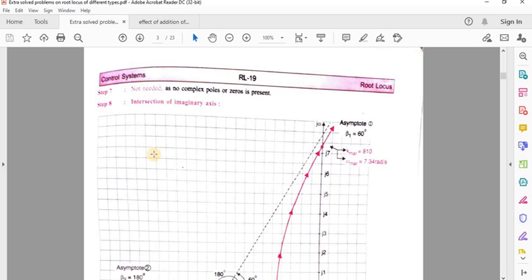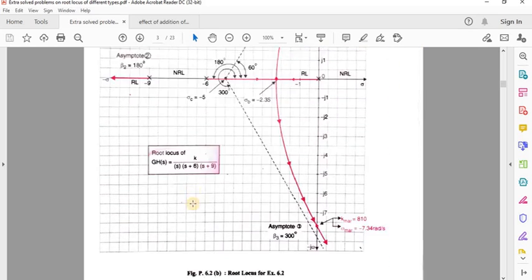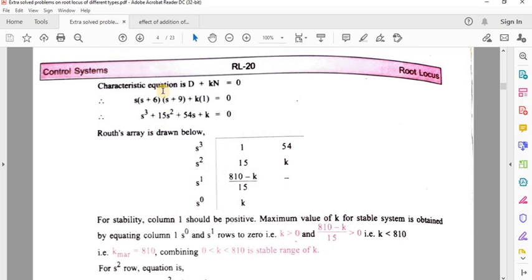The last one is intersection of the imaginary axis, the most important point. This is the characteristic equation: denominator plus k into numerator. Denominator is written as it is, k is written as it is, numerator is 1, equal to 0. Then simplifying we will get this polynomial of order 3. Now we have to find out the value of k by using Routh array. It is simple, you know the technique of Routh array, you can find it out.